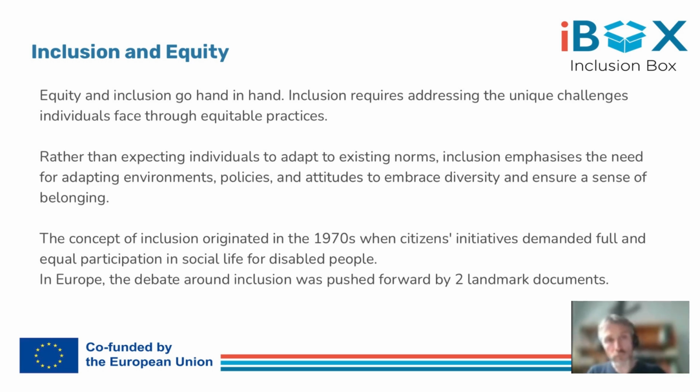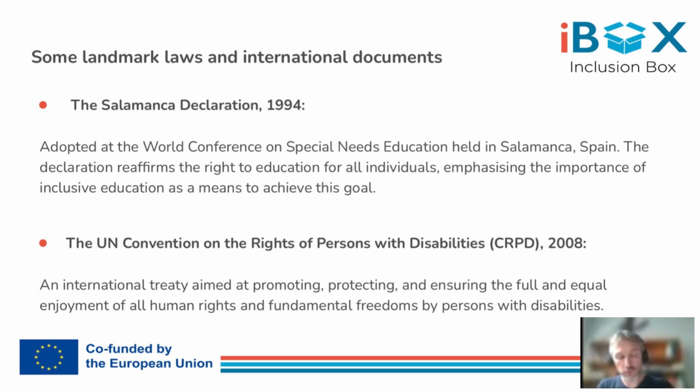And in Europe, during recent history, the debate around inclusion was pushed forward by two landmark documents. The first one being the Salamanca Declaration in 1994. This is a declaration that was adopted at the World Conference on Special Needs Education in Salamanca, Spain. In this declaration, it is reaffirmed that all individuals have the right to education, and it emphasizes the importance of inclusive education as a means to achieve this goal of education for everyone.